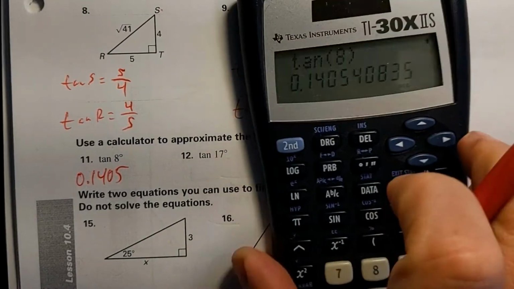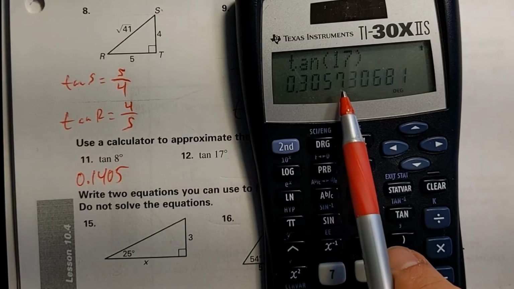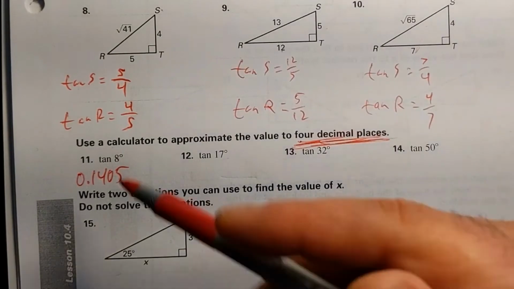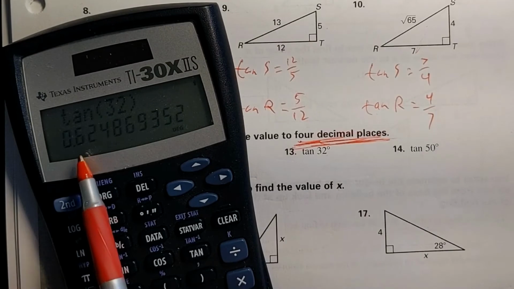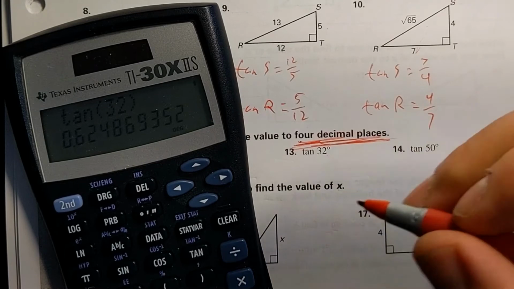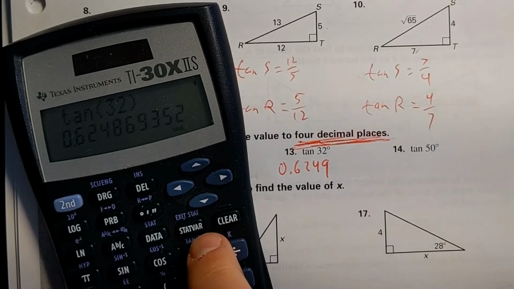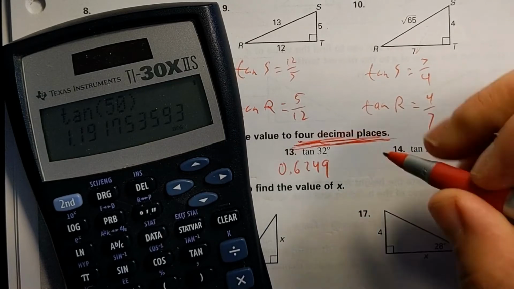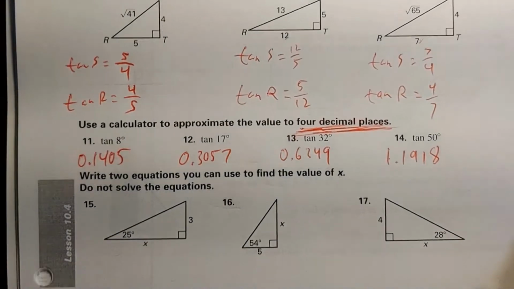Next one, tangent of 17. So you're going to go tangent 17. 0.3057. The next number is not going to make it change, so it's going to stay 0.3057. Number 13, the tangent of 32. Tangent 32. It's 0.62486. That 6 is going to make this 8 become a 9. So it's going to be 0.6249. And then the tangent of 50, the 7 is going to become an 8 because that 5 is big enough to change it. So it's going to be 1.1918.